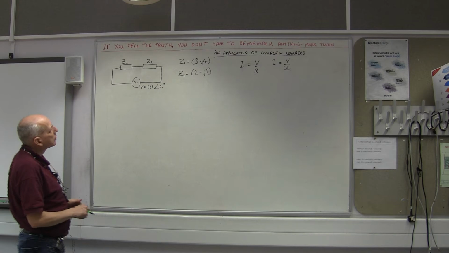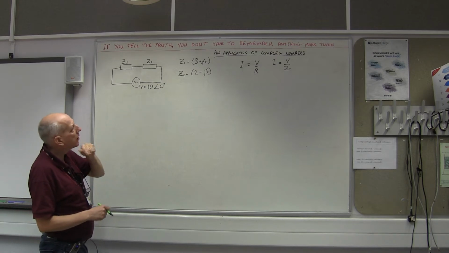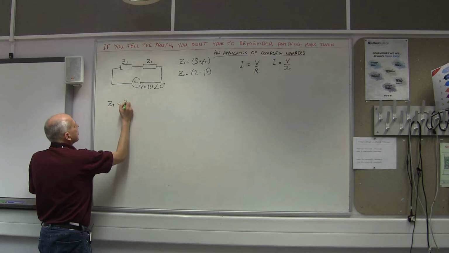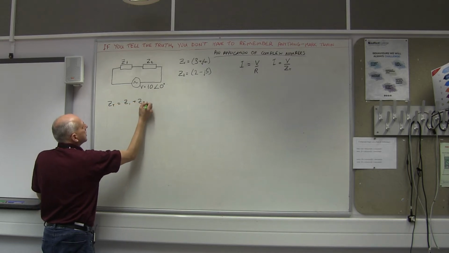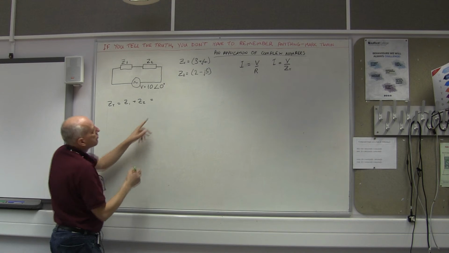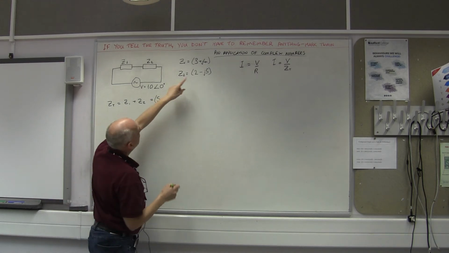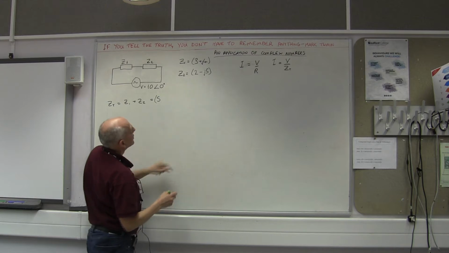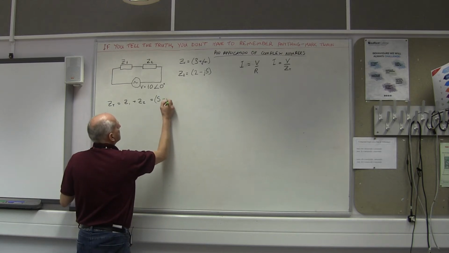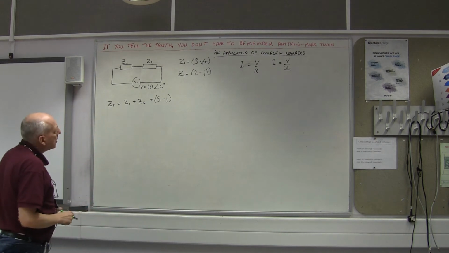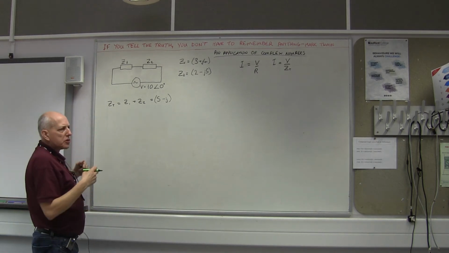Okay, so let's have a look. So we need to add together Z1, Z2. So Z total equals Z1 plus Z2. And that's easy enough. It's just 3 and 2, so 5, and 4 and minus 5, so I get minus J, just 1J. Okay? So then I need to convert that into polar.